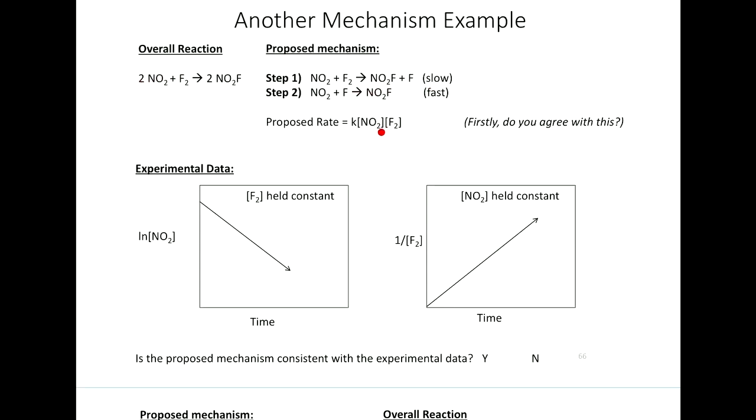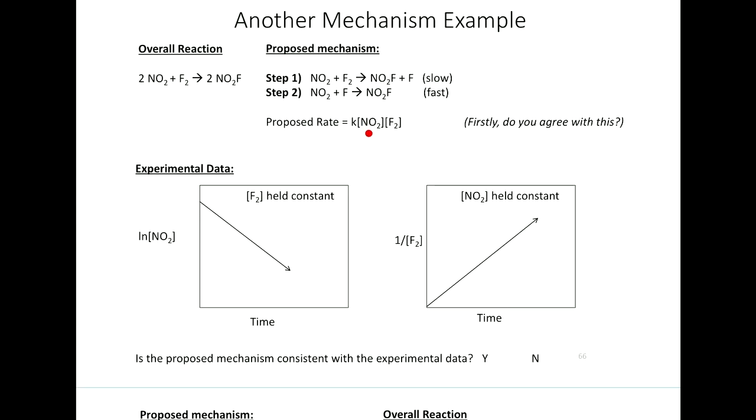Here's the proposed rate law. Which experimental data is correct? Or wait, is the proposed mechanism consistent with this experimental data? So here's the proposed mechanism. Here's the data. Does it all match?